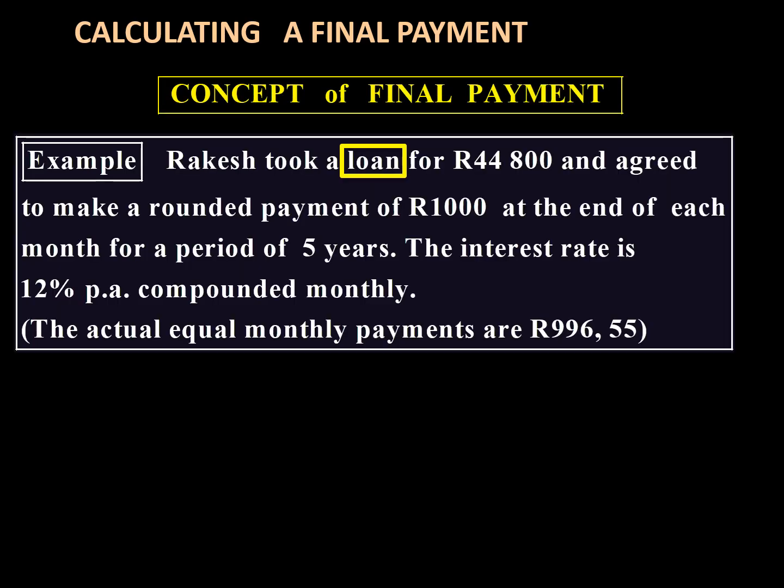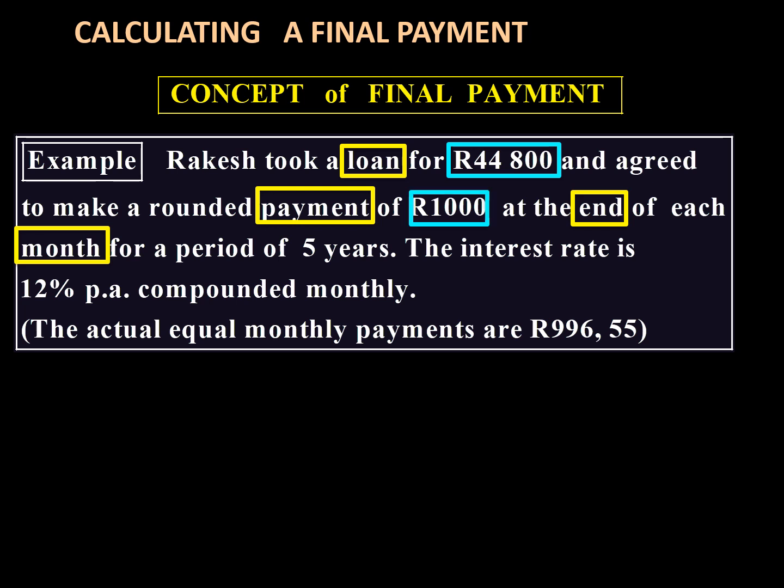We've got Rakesh who takes a loan and he agrees to pay at the end of each month, making a regular payment, and the loan is 44,800 and the regular payments are 1,000. He's going to pay it back over 5 years, and the interest rate is 12% per annum compounded monthly. Actually, the actual payment was not 1,000. He decided to pay a rounded off amount, so the actual payment was 996 Rand 55. So the final payment will not be the same.